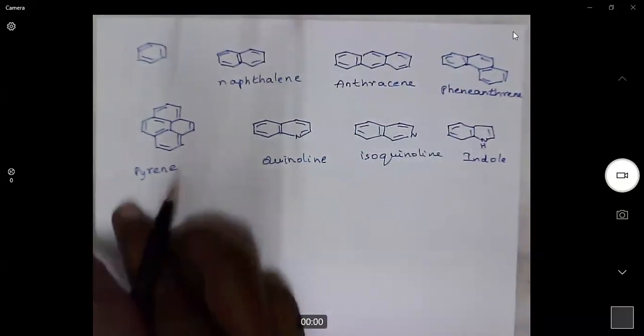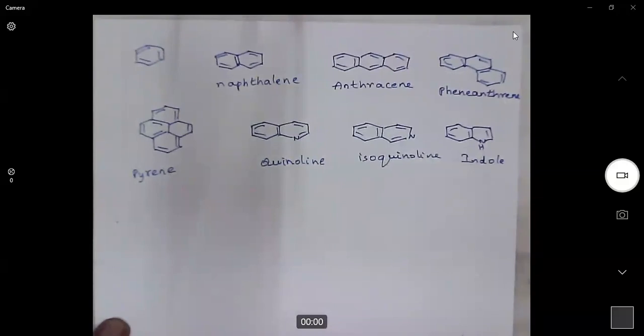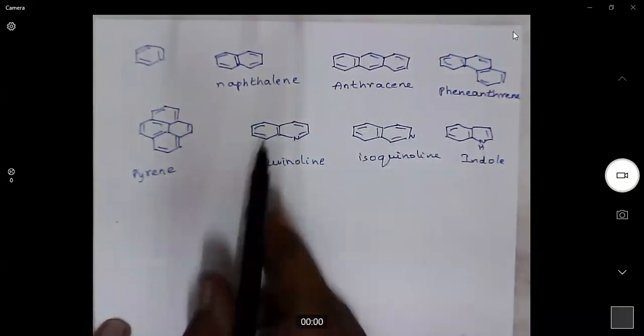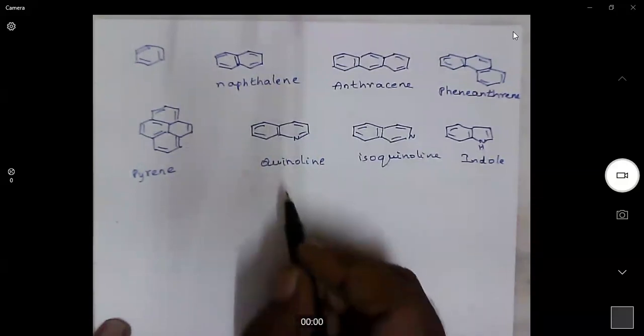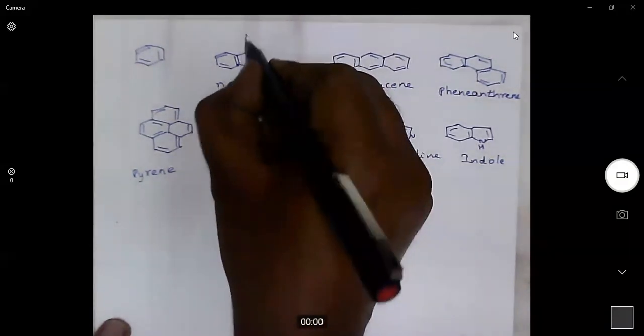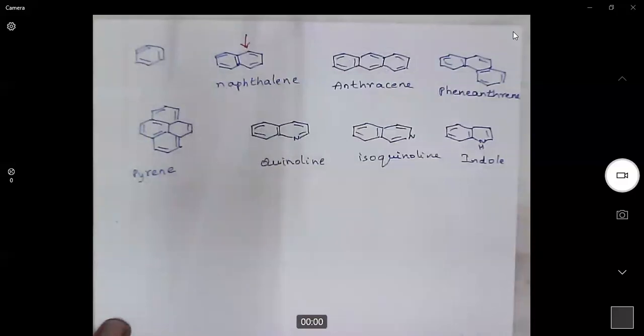Now, when I discuss aromatic electrophilic substitutions, I will only discuss these reactions on benzene. On other aromatic systems, I don't discuss them. I'll just give the place where these aromatic electrophilic substitution reactions will occur.